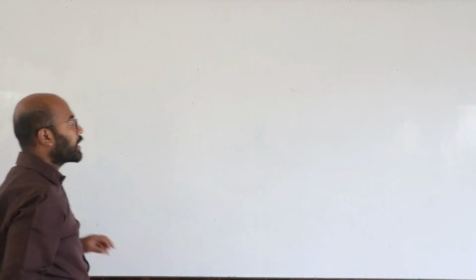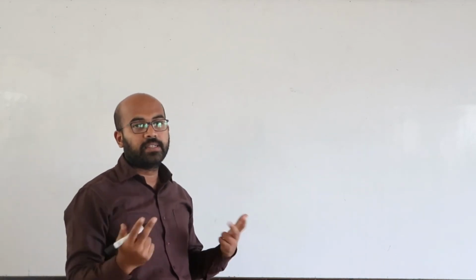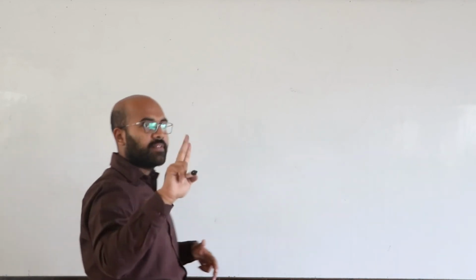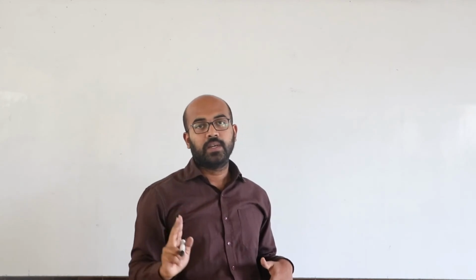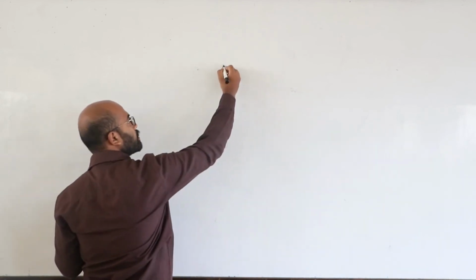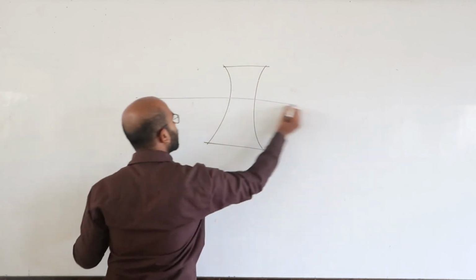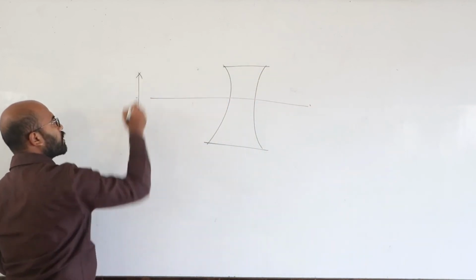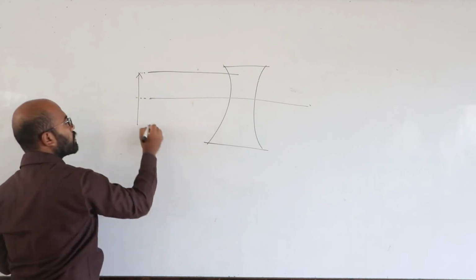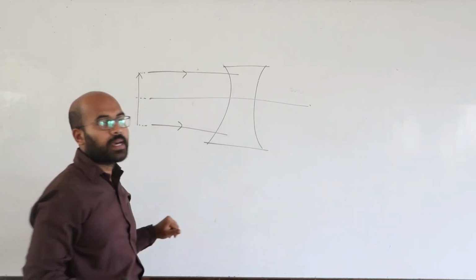If we take a concave lens, there are only two image formations, similar to what we saw in a convex mirror. In a convex mirror there were only two image formations. Similarly, in a concave lens we have two image formations. First, when the object is at infinity. When the object is at infinity, what do we take? We take light rays parallel to the principal axis.